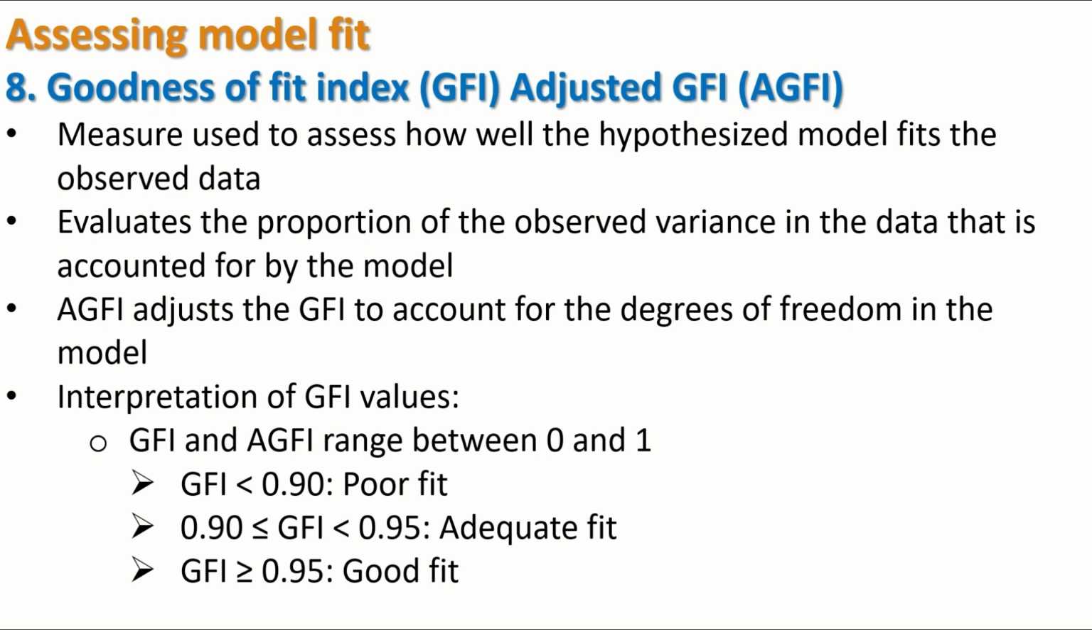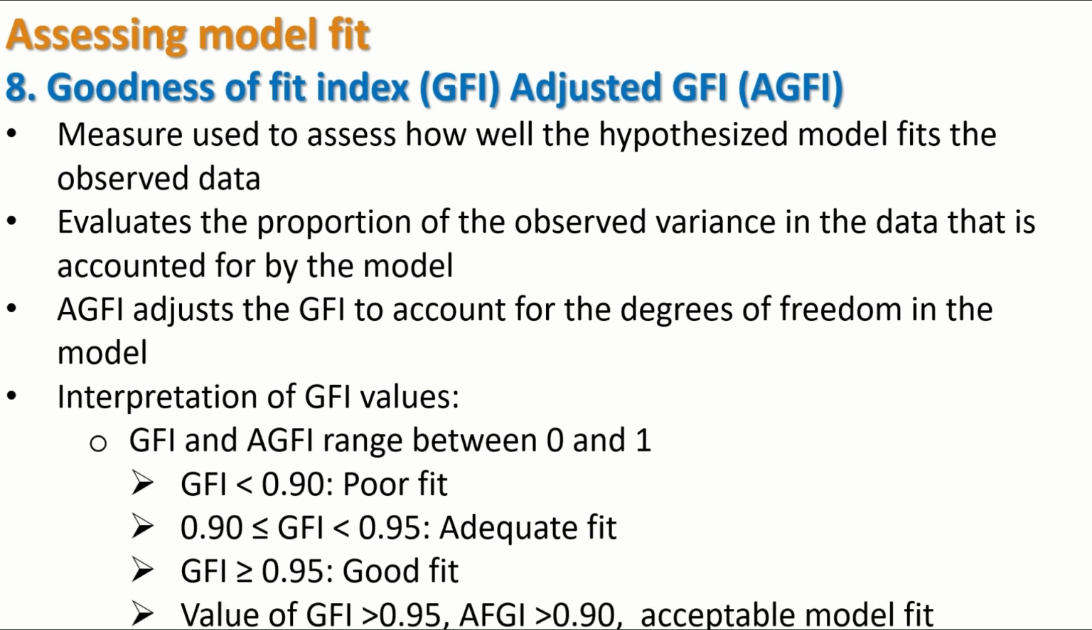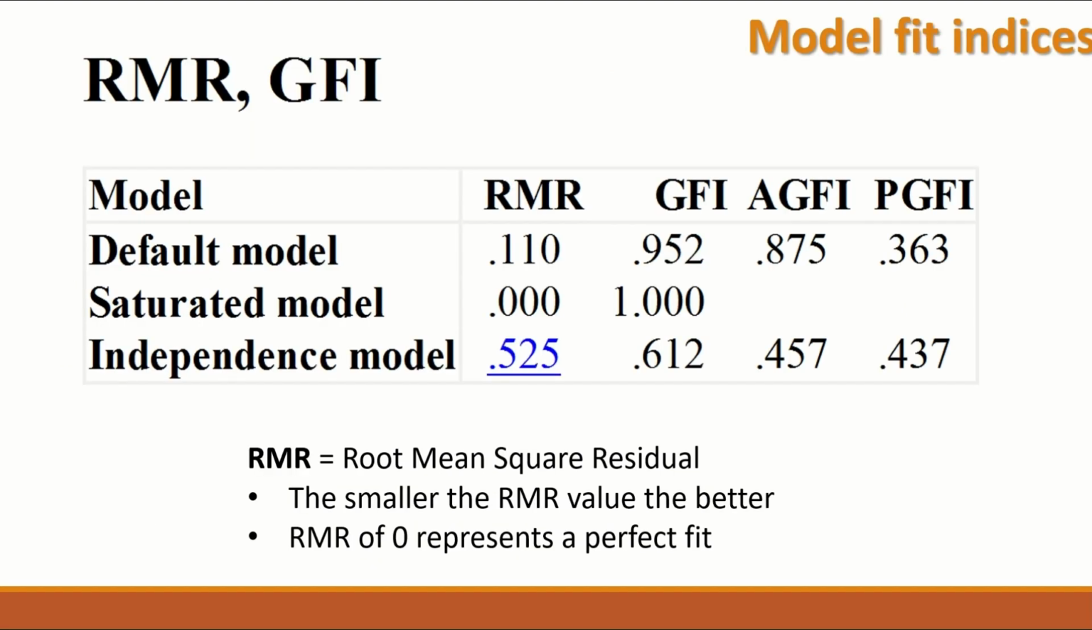Anything greater than 0.95 is a good fit. Values of the GFI greater than 0.95 and AGFI greater than 0.9 are an acceptable model fit, as shown here in the table. It shows the GFI, the AGFI, and the PGFI and the RMR.